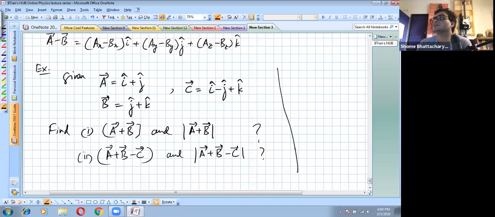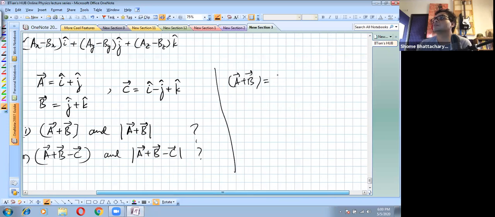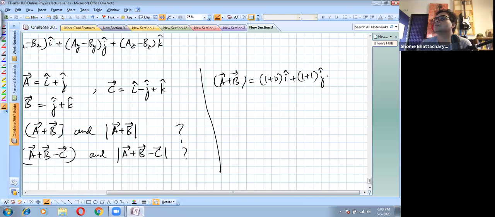So let's work it out here. The vector A plus B, for example, will become 1 plus 0, because B doesn't have an X component. B's X component is 0. Plus 1 plus 1, plus 0 plus 1, because A does not have a Z component. So A plus B is becoming I cap plus 2 J cap plus K cap. So this is the vector A plus B.